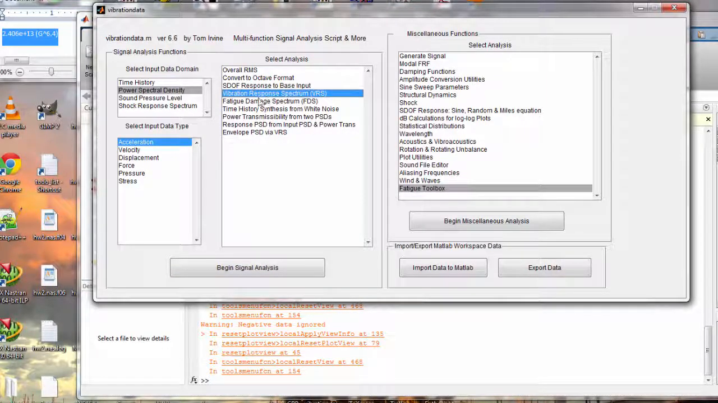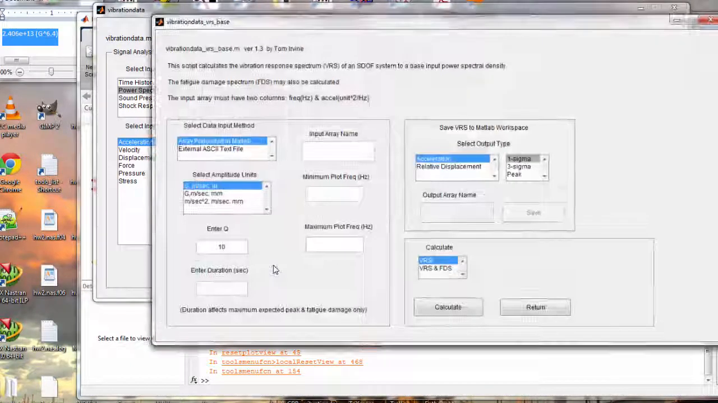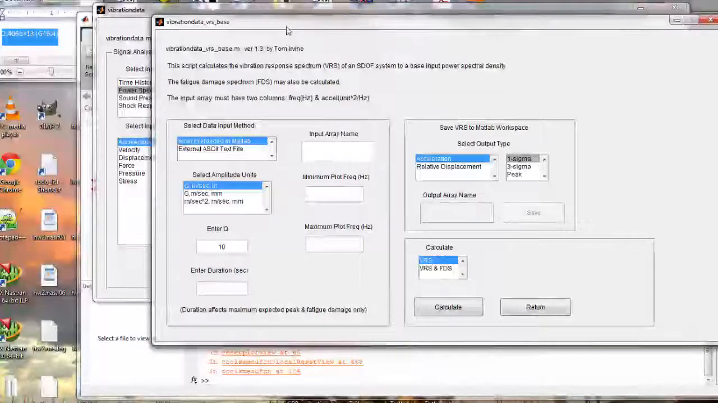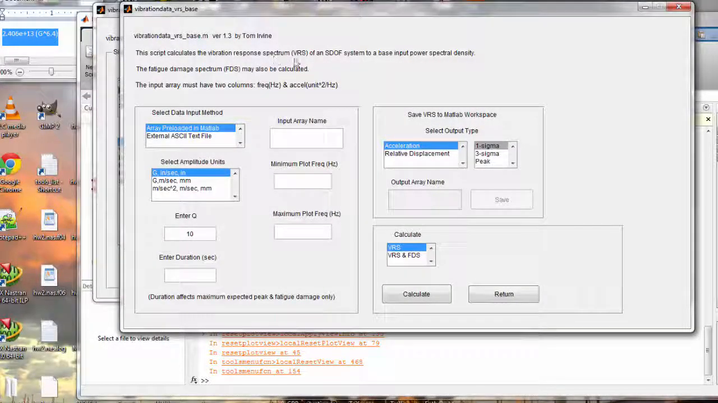And underneath VRS, you see fatigue damage spectrum. But actually, both of those choices go the same place. I'll show you what that is. So we've run this before. This is the vibration response spectrum of a single degree of freedom system subjected to a base input power spectral density. And we can also calculate a fatigue damage spectrum. And we're actually going to cover that in more detail, in earnest, in a future webinar. But we'll just do a quick sneak preview of FDS today. So we type in our NavMat spec.